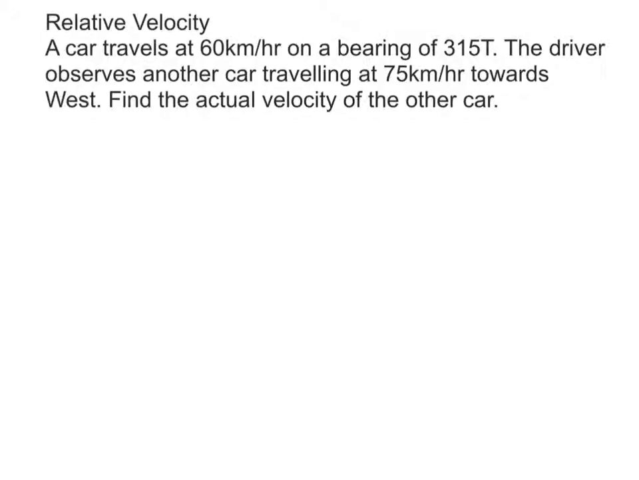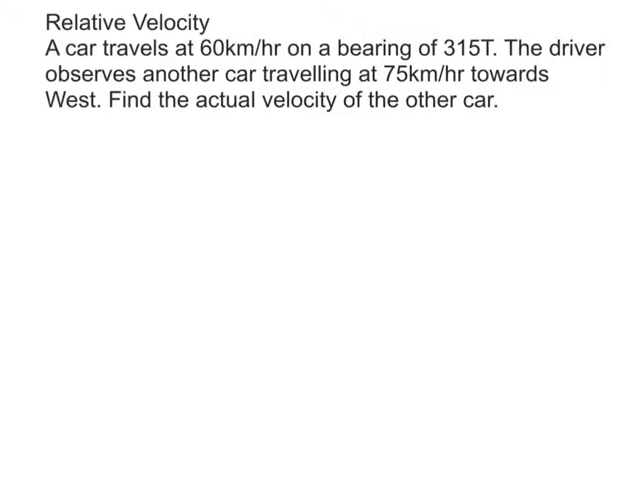Okay, here we have relative velocity. A car travels at 60 kilometers per hour on a bearing of 315 degrees true. The driver observes another car traveling at 75 kilometers per hour towards west. Find the actual velocity of the other car.